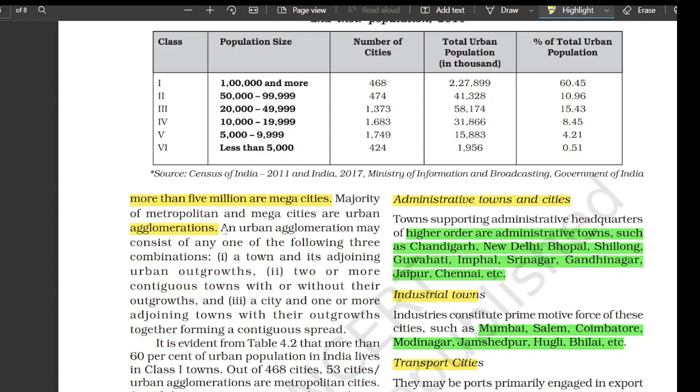An urban agglomeration may consist of any of the following 3 combinations: first, a town and its adjoining urban outgrowths; second, 2 or more contiguous towns with or without their outgrowths; and third, a city with 1 or more adjoining towns with their outgrowths, together forming a contiguous spread.